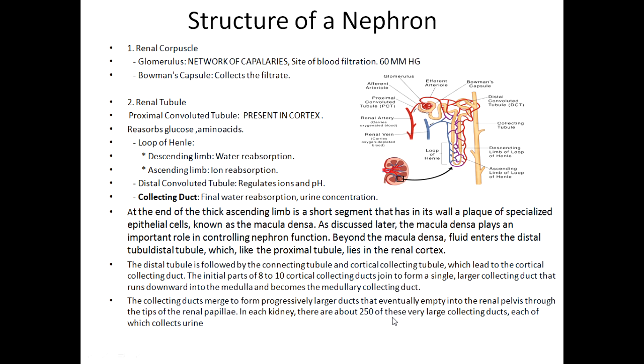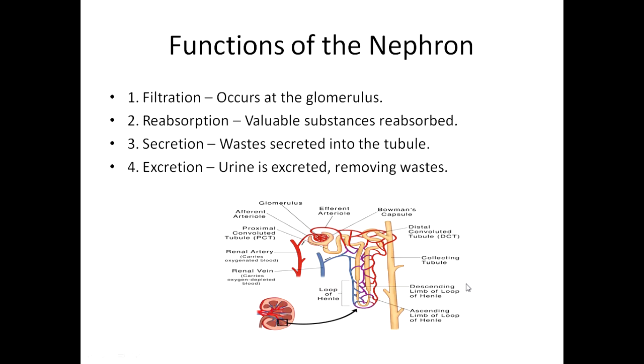In each kidney, there are about 250 of these very large collecting ducts, each of which contains urine. Here, these large collecting ducts will be around 250, containing urine. Understand? That is the structure of the nephron. Now we will discuss the functions of the nephron.